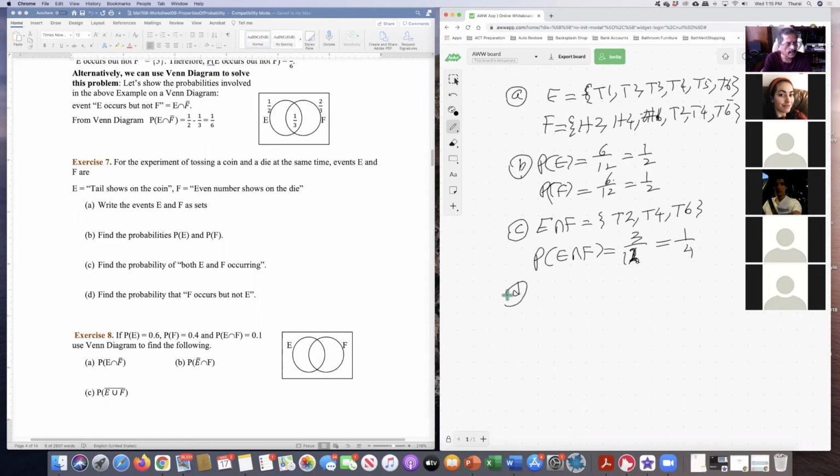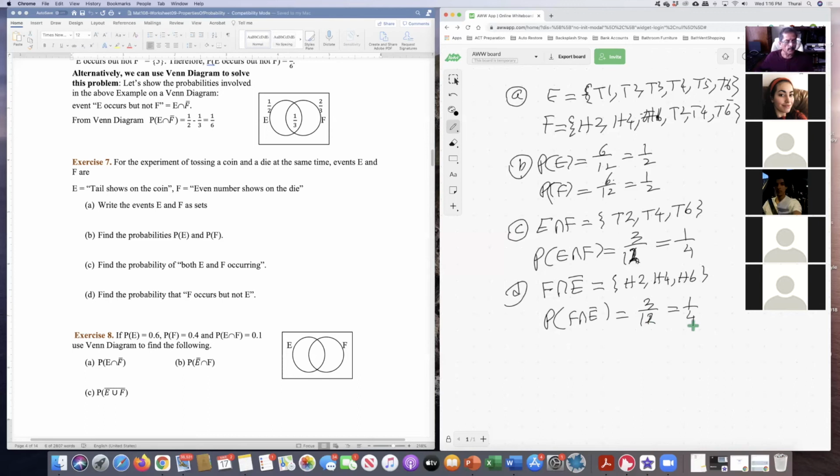Part D says the probability that F occurs but not E. What elements have F occurring but not E? That's same as F intersection E bar. H2, H4, H6, yeah. One of these has to occur for F to occur without T occurring. So probability for F occurring but not E occurring is 3 over 12, equal to 1 over 4.